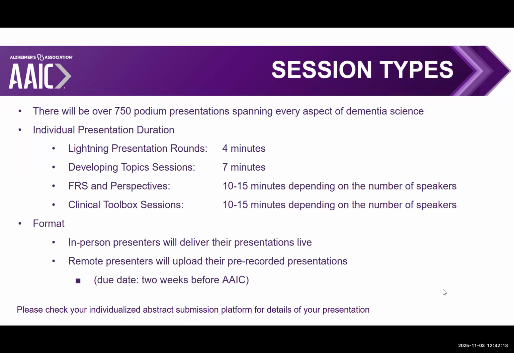Looking at the various session types of AAIC, there will be over 750 different podium presentations spanning all aspects of dementia science at AAIC. Individual presentation durations vary depending on the session type. For lightning presentation rounds, those will be 4 minutes. For developing topic sessions, those will be 7 minutes. For FRS and perspectives, anywhere from 10 to 15, depending on the number of speakers. And similarly, it will be 10 to 15 minutes for the clinical toolbox sessions.